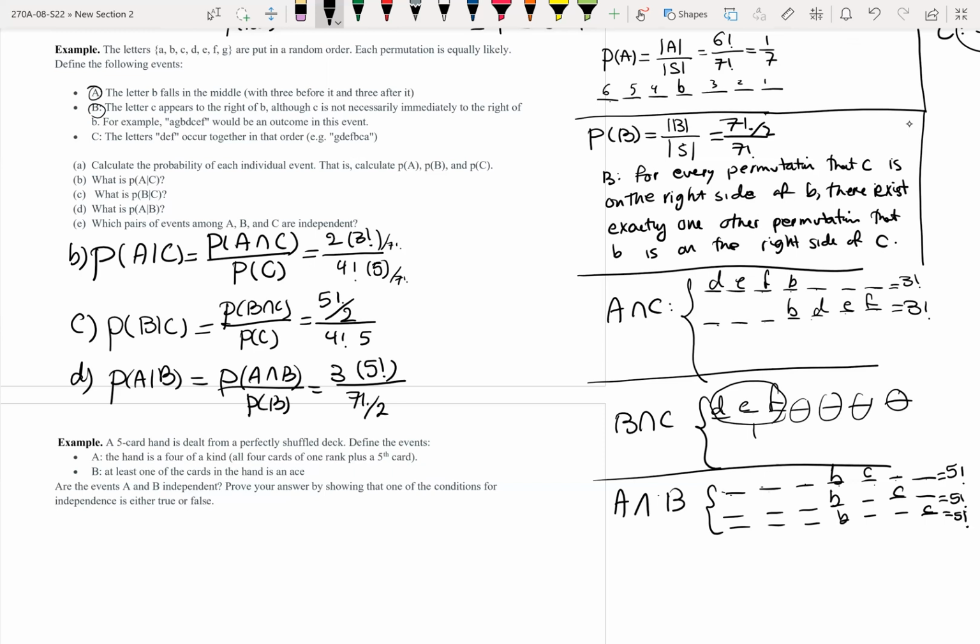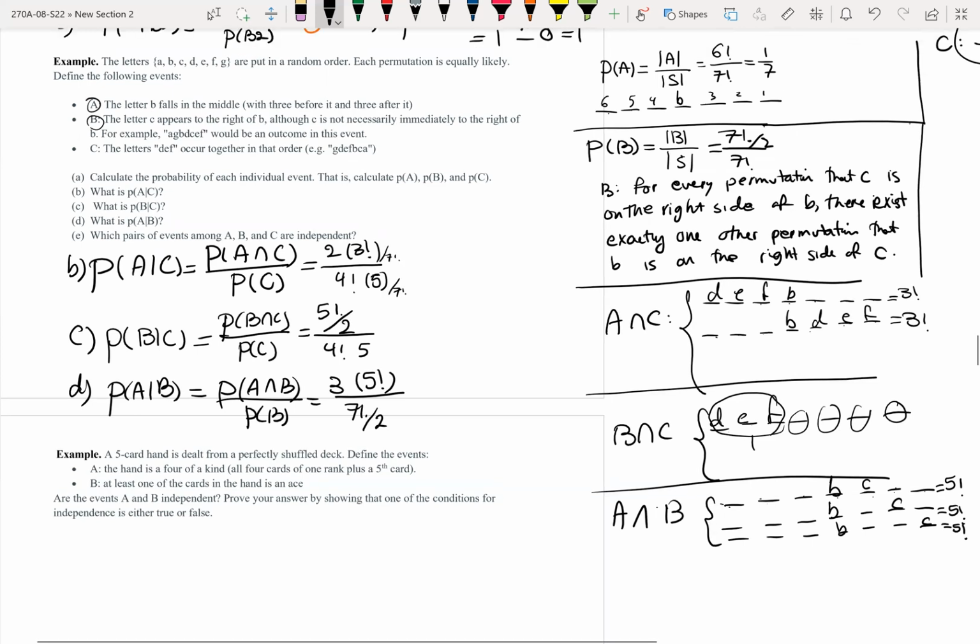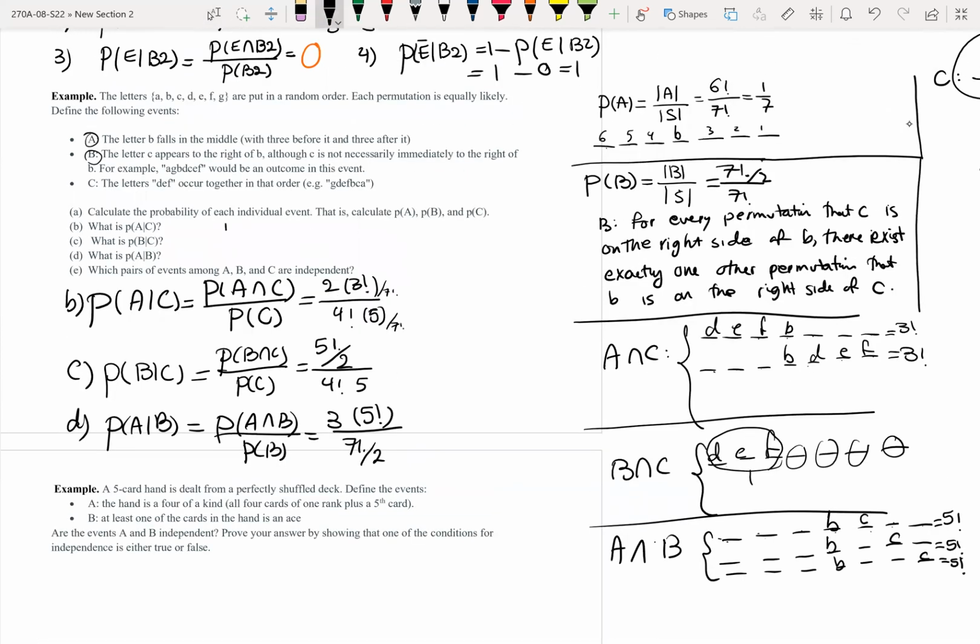Okay, A, B, C, D. I think I need my simplified answer, and I don't have it, unfortunately. The last part of the question asks which pairs of A, B, C, D are independent. If you remember, to be independent, you get the probability of A given C. If you can show it is the same as the probability of A, that means A and C are independent.